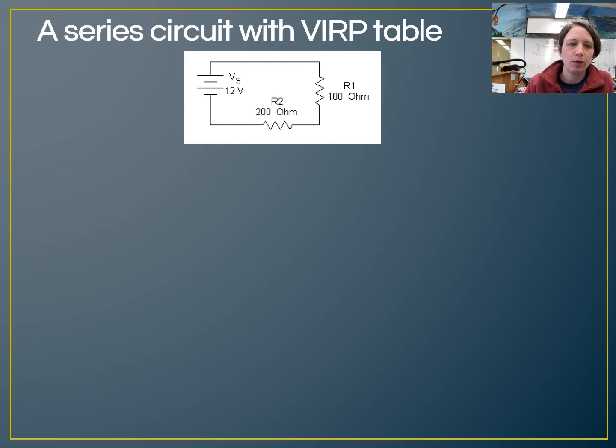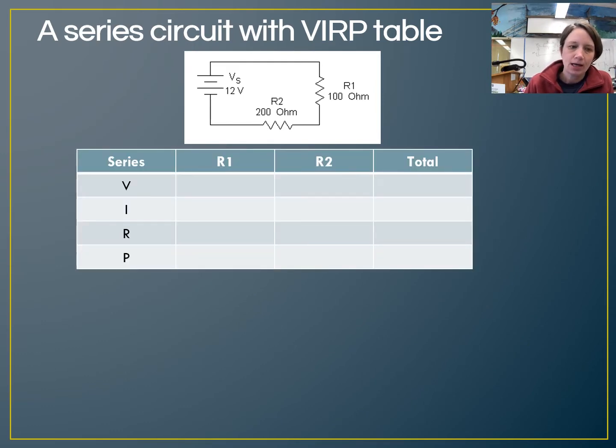Okay, let's go through a sample series circuit and a VIRP table for this circuit. As I mentioned before, you want to draw one column for each of the resistors. So I have 2 resistors in the circuit, and I want to add another column for the total because this is a circuit with more than one resistor in it. That total kind of represents the overall simplified circuit, or you can think of it as what's happening at the battery. There's a few different ways to think about that column.